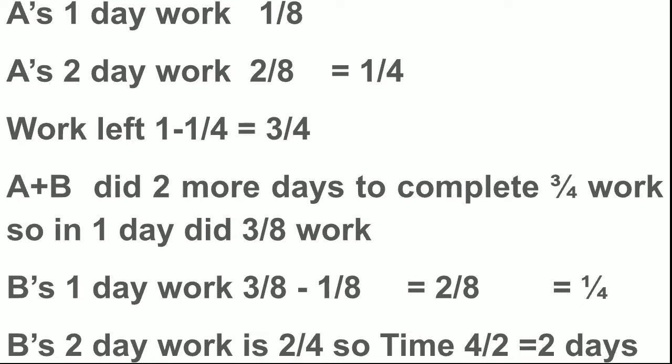A plus B did 2 more days to complete 3 by 4 work. So in 1 day they did 3 by 8 work. B's 1 day work is 3 by 8 minus 1 by 8 equals 2 by 8, equal to 1 by 4. B's 2 day work is 2 by 4. So taking the reverse of it means 4 by 2 equals 2 days.